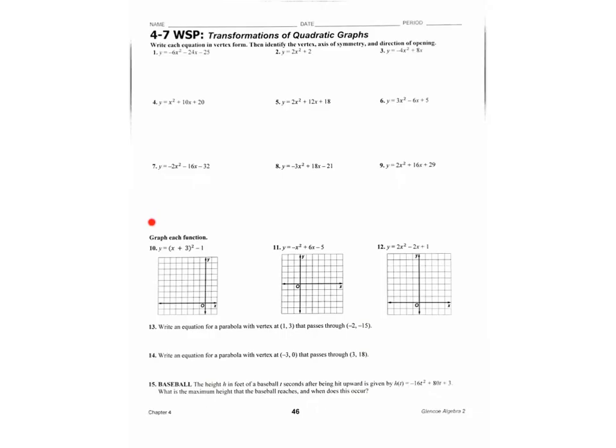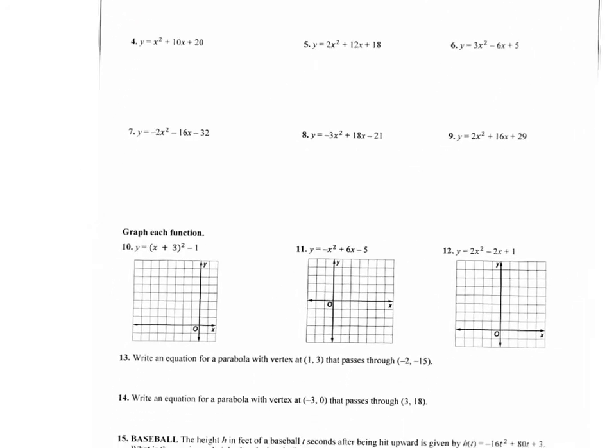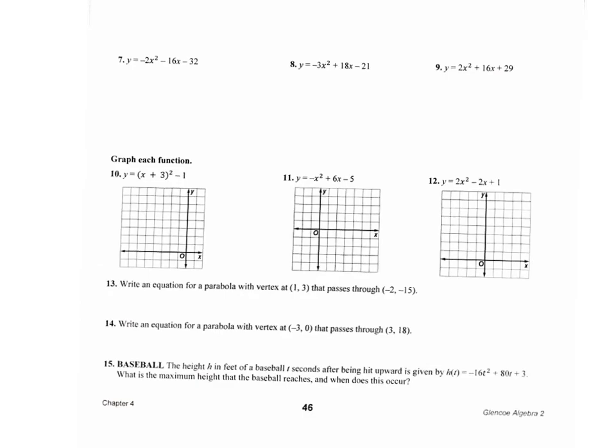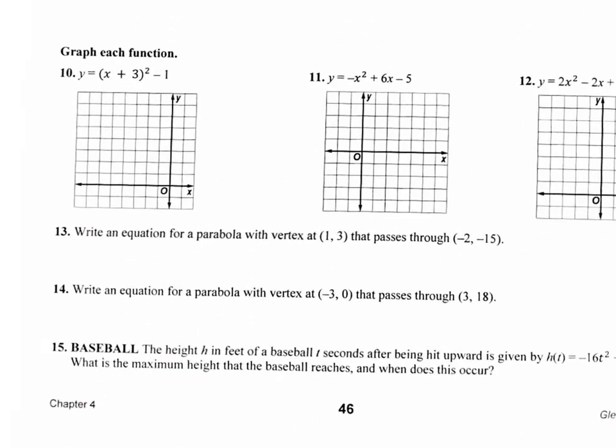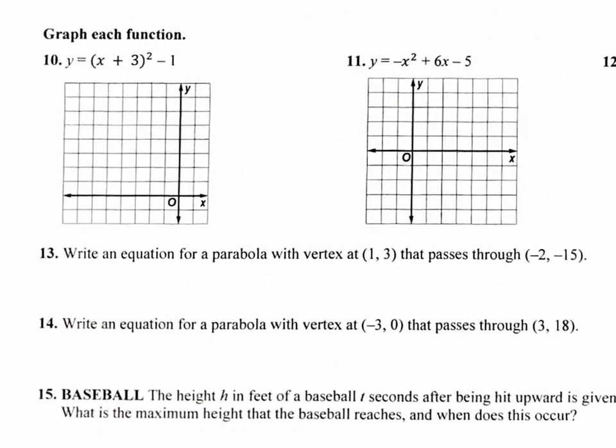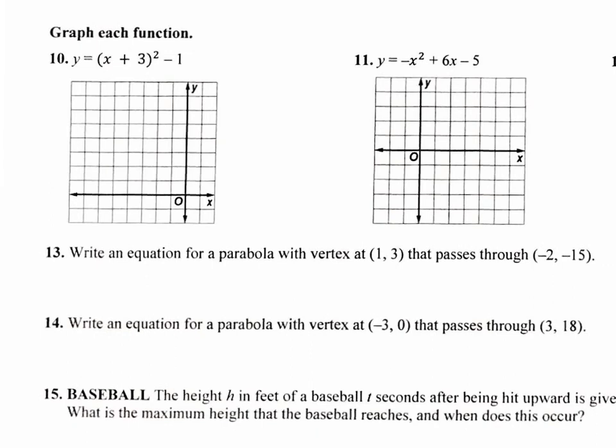So here's our worksheet. We're only doing 1 through 6, skipping 7, 8, 9, and we're also skipping 12. But on the rest of this video, I want to focus in on 10, 11, 13, and 14. If you know both forms, it's pretty easy to graph. Which one's easier to graph, number 10 or number 11? Number 10 is in vertex form, number 11 is in standard form. 10 is way easier to graph.